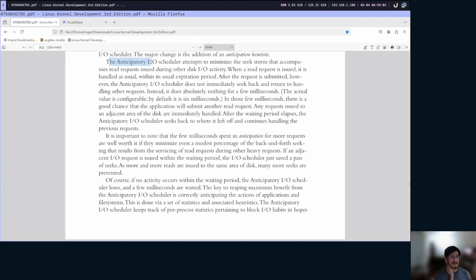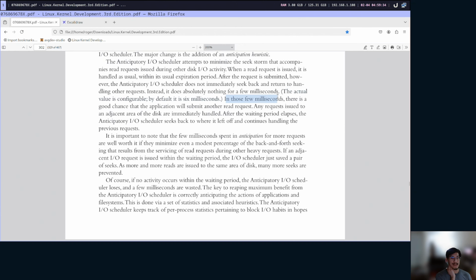The anticipatory I/O scheduler attempts to minimize the seek storm that accompanies read requests issued during other disk I/O activity. When a read request is issued, it is handled as usual within its usual expiration period. After the request is submitted, however, the anticipatory I/O scheduler does not immediately seek back and return to handling other requests. Instead, it does absolutely nothing for a few milliseconds. The actual value is configurable. By default, it is 6 milliseconds.